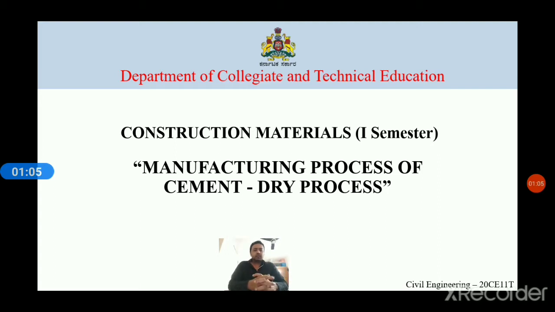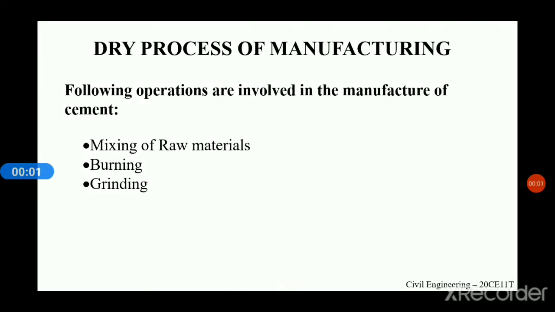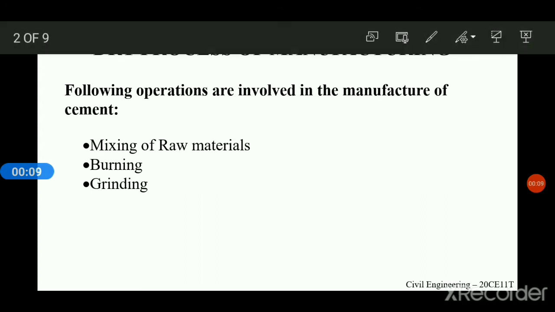In the dry process of manufacturing cement, the operations are mixing of raw materials, then burning, and finally grinding. We'll discuss the manufacturing process step by step in the next slide. The following operations are involved in the manufacture of cement: first mixing of raw materials, next burning, and then grinding.